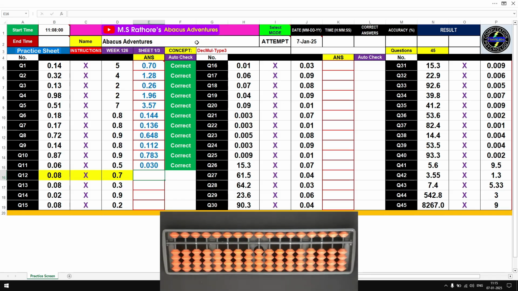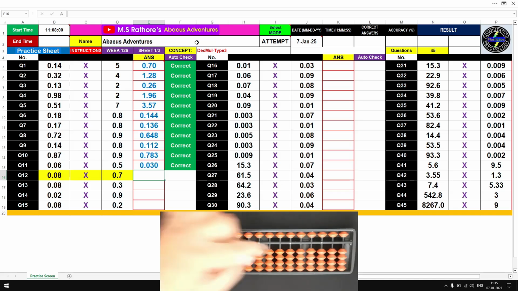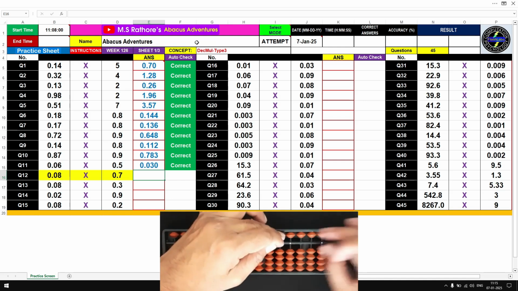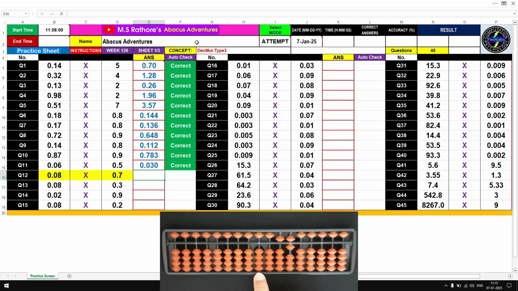Question number 12 is similar to question number 11, 0.08 multiplied by 0.7. There is a 0 after the decimal point in the multiplicand, so that is taken as -1, and the 0 in the multiplier is taken as 0 only. So -1 plus 0 is -1. Let's begin from rod number -1 and treat both the values as normal values. It becomes 7 8s are 56. Let's try it. 7 8s are 56, and the answer is 0.056.